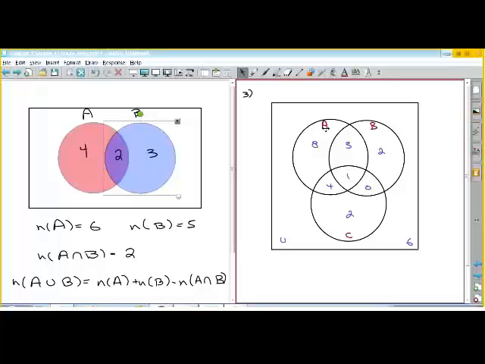So if I said, what are the number of elements in set A, I would add all the numbers that are contained in the circle A. So I'd have 8 plus 3 plus 1 plus 4, which would be 16. So there's 16 elements in set A. If I add these 4 numbers here together that are in this B circle, it would be 3 plus 2 plus 1 plus 0, which is 6. So there are 6 elements in set B. And then there are 4 plus 2 plus 0 plus 1 elements in set C.